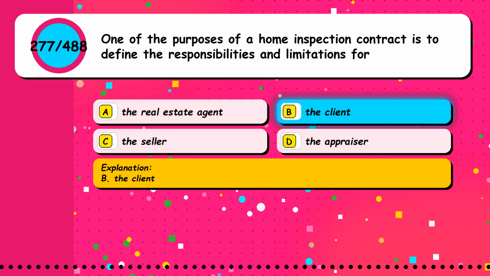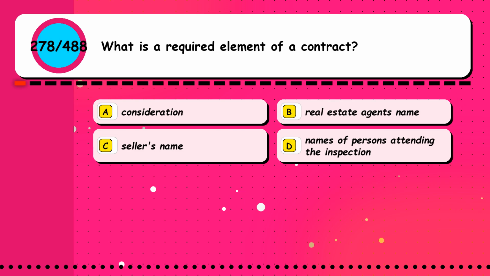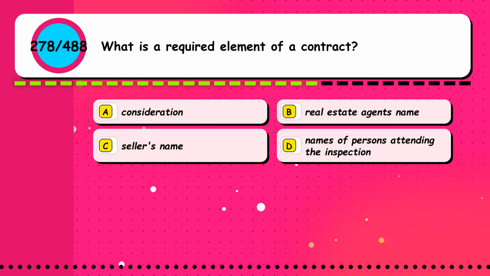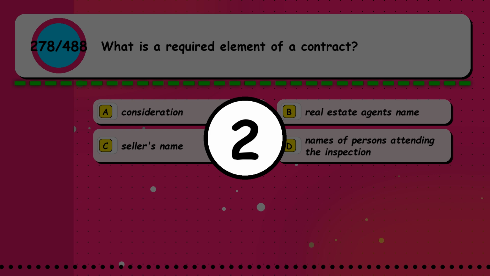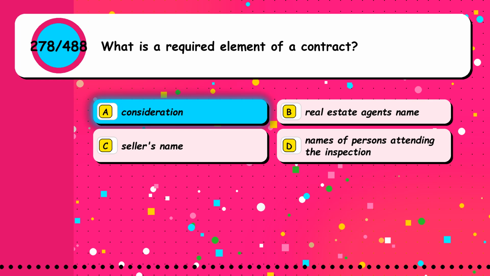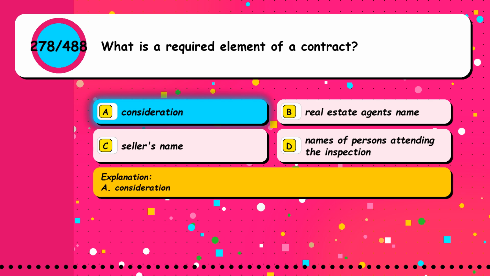Question 278. What is a required element of a contract? Option A, consideration. Option B, real estate agent's name. Option C, seller's name. Option D, names of persons attending the inspection. The correct answer is option A, consideration.